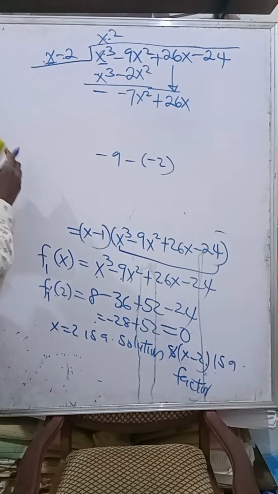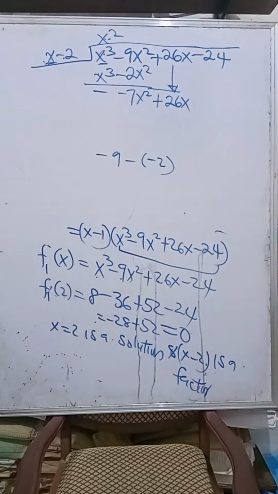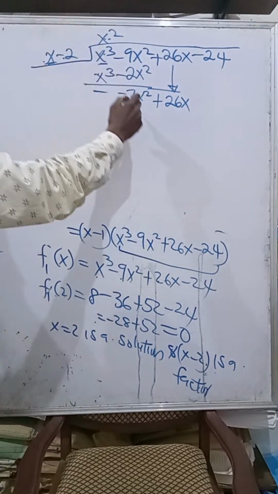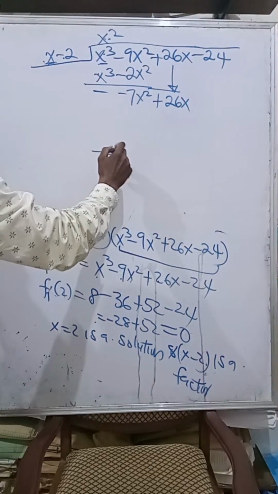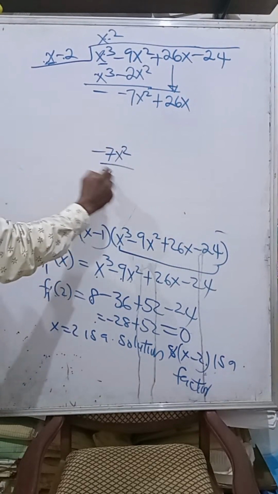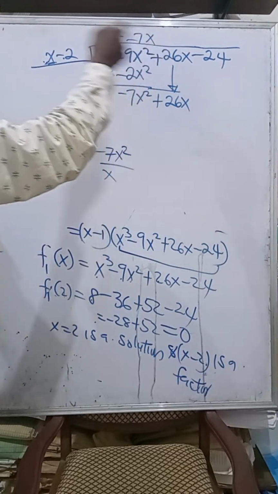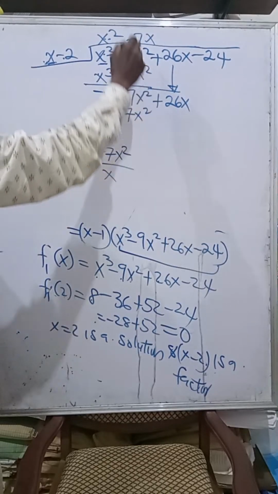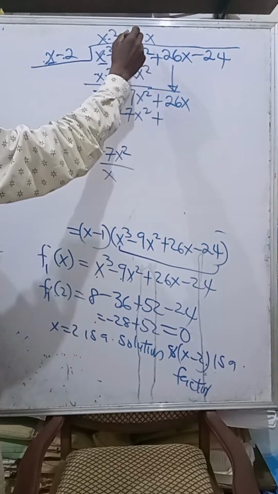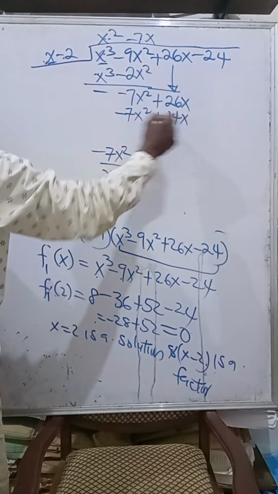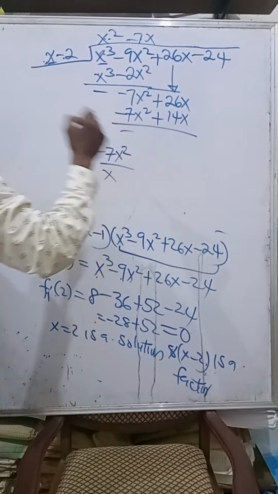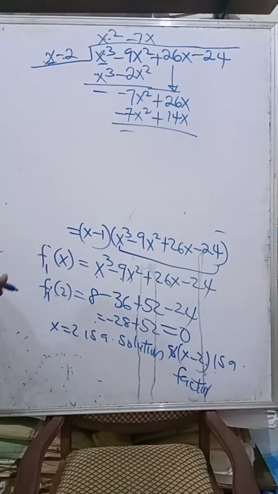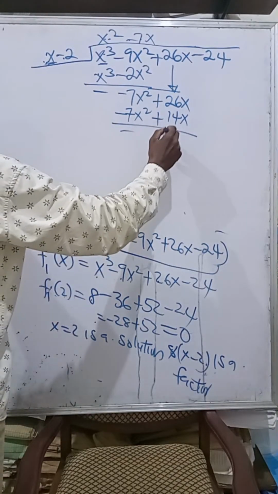Then what we are going to do now is take the first one here, minus 7x squared, over the first one here. So that's giving us minus 7x. So use it to multiply. Minus 7x times x, that's minus 7x squared. Minus times minus, that's a plus, 7x times 2, 14x. Do your subtraction. Minus 7 minus minus 7, that's a 0. 26 minus 14, that's a 12.